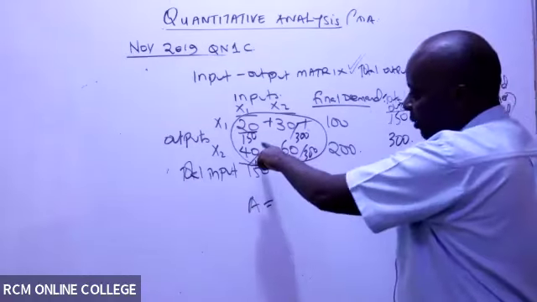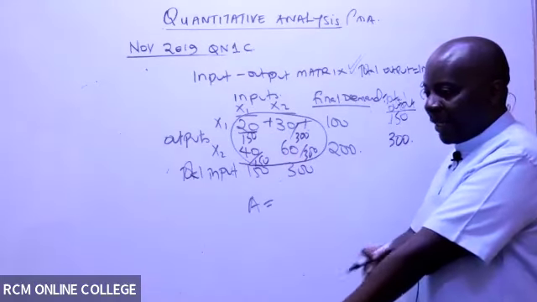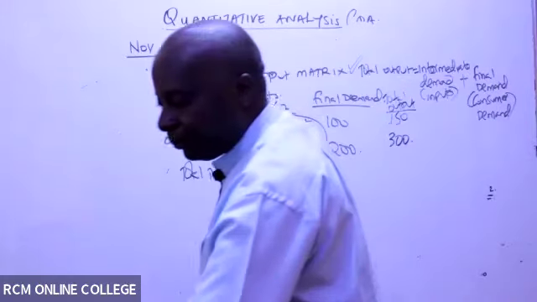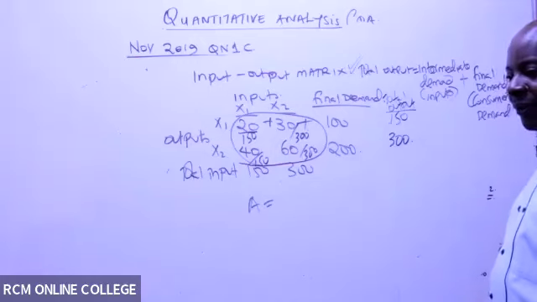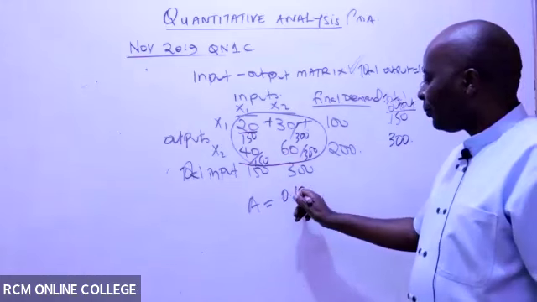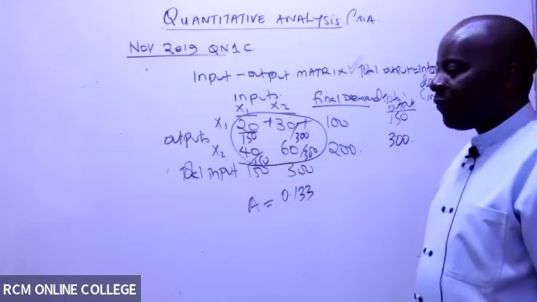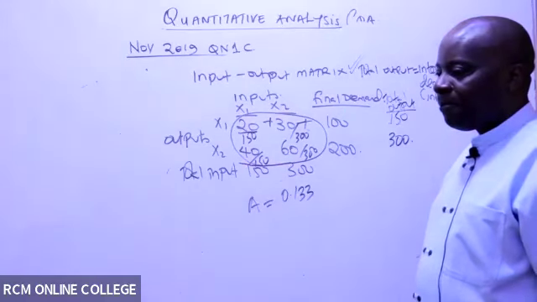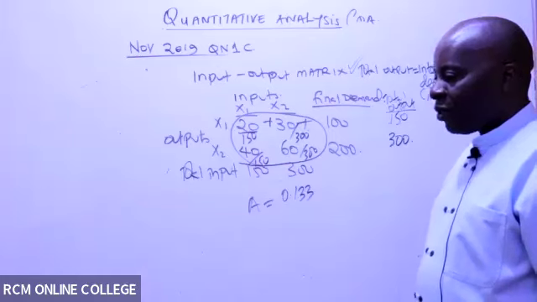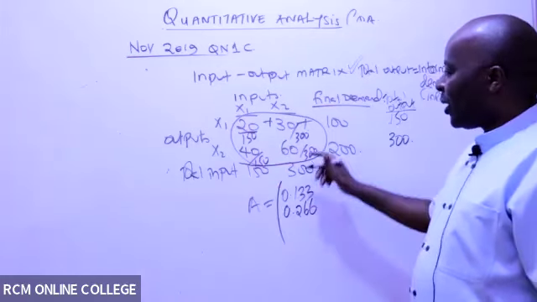So you give me 20 divided by 150. How much am I getting? 0.133. Then we have 40 divided by 150. 0.266. And then we come to the second.